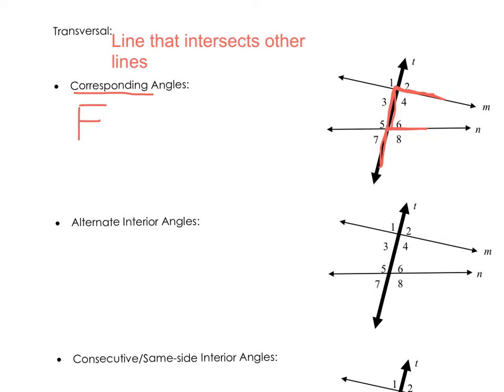All right? So angle 8 and angle 4 are corresponding. Pick out another set. Maybe you went with angle 5 and angle 1. So my F that I just made there, well, it's kind of upside down and backwards and messed up, but it's still an F.